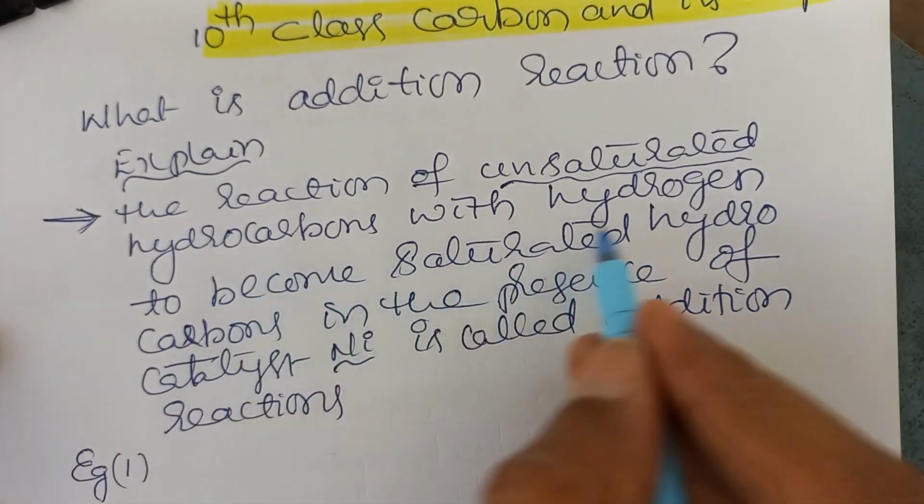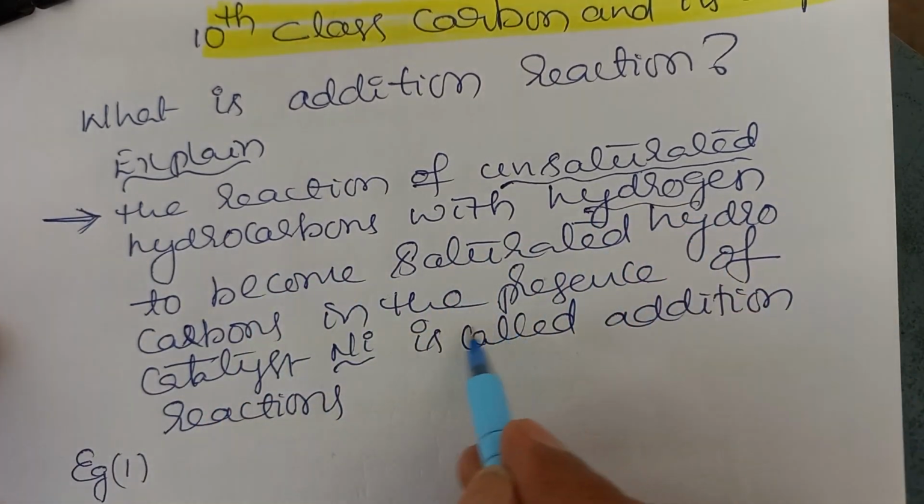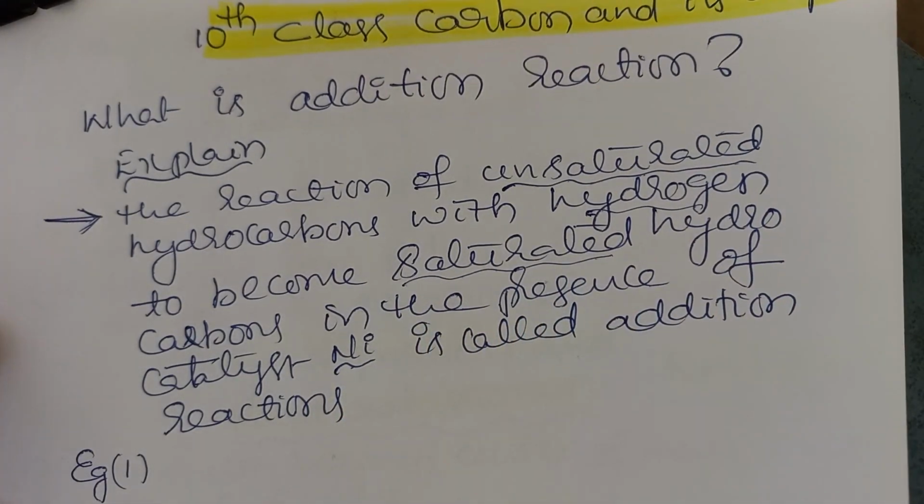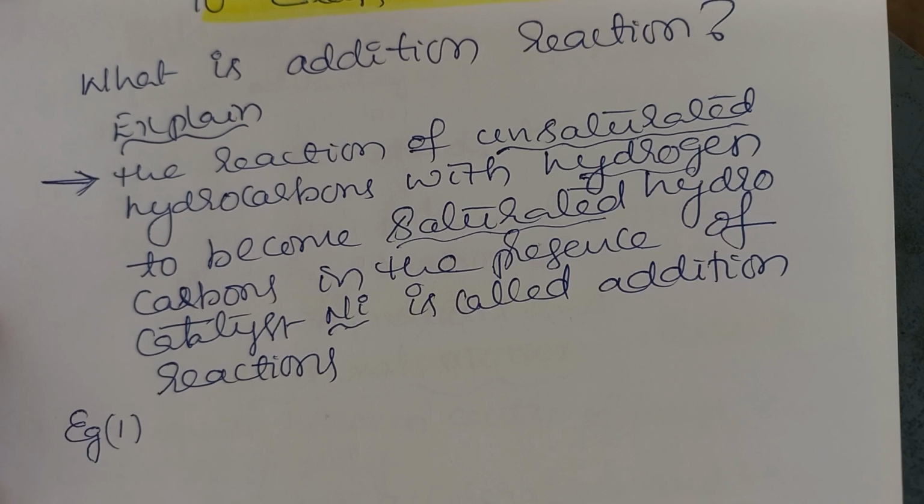Unsaturated hydrocarbons combine with hydrogen in the presence of catalyst nickel, and after the reaction they become saturated by losing a double bond or a triple bond. So they get all single bonds. All single bonds are there in saturated hydrocarbons, that is, alkanes. So alkenes become alkanes, alkynes become alkanes. So the example we are taking is ethene.